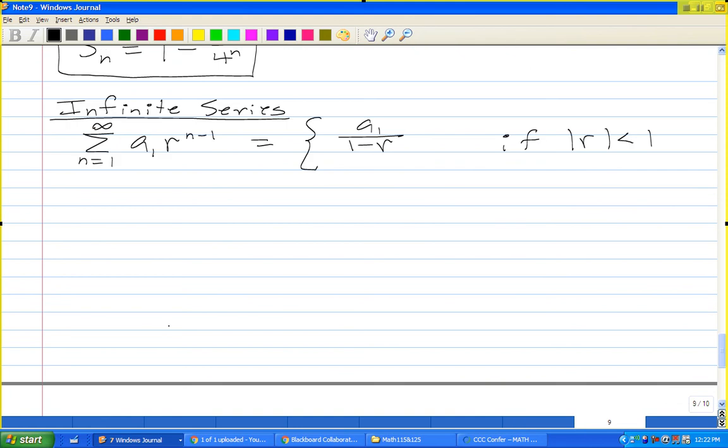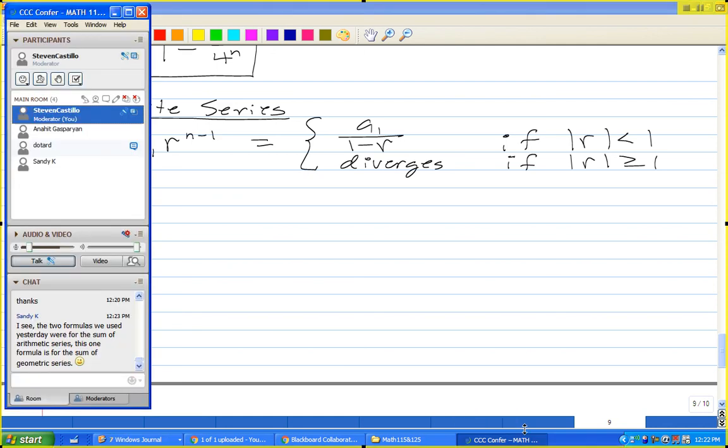And so we say that in the other case, this series diverges. It has some weird sort of value. It's what's called a divergent series.